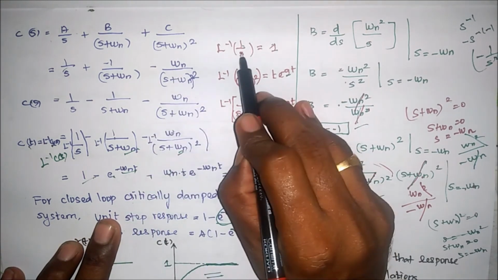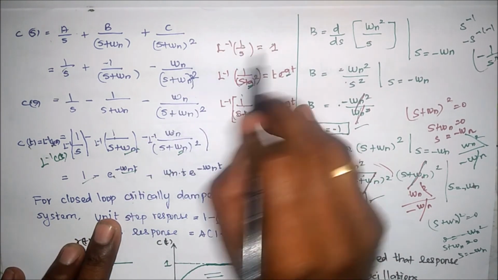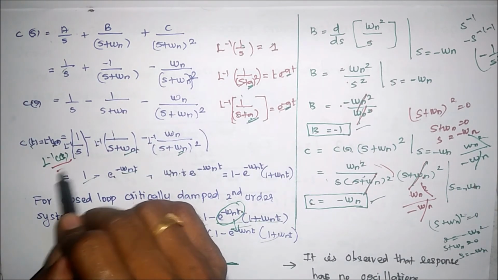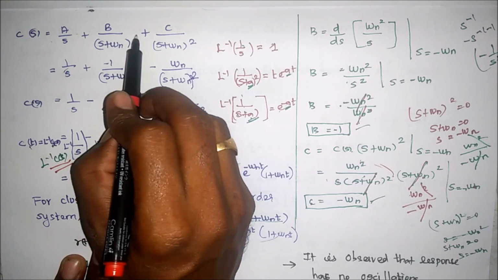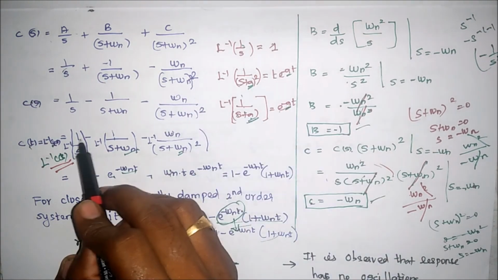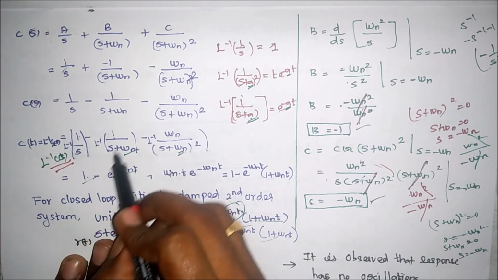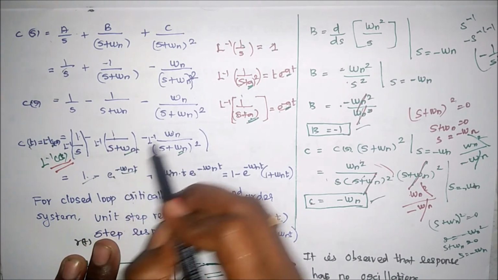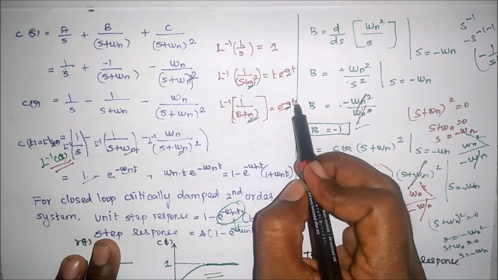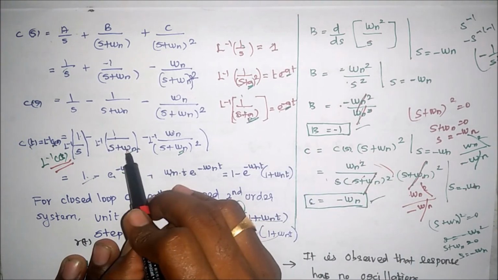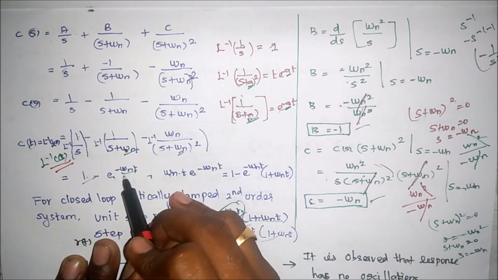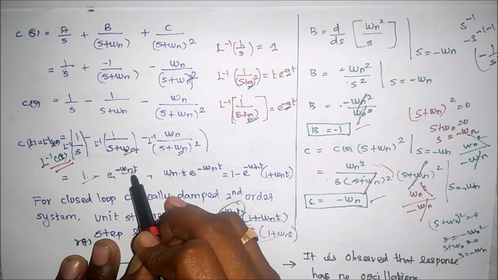So we know Laplace inverse of 1 by s is 1. To get from the s domain into the t domain, we have to apply the Laplace inverse transform on both the left hand side and the right hand side. For this, Laplace inverse of 1 by s equals 1. For 1 by s plus omega, it means 1 by s plus a equals e power minus at. Here it is a, but here omega n. That is the only difference. Therefore, here e power minus omega n t.